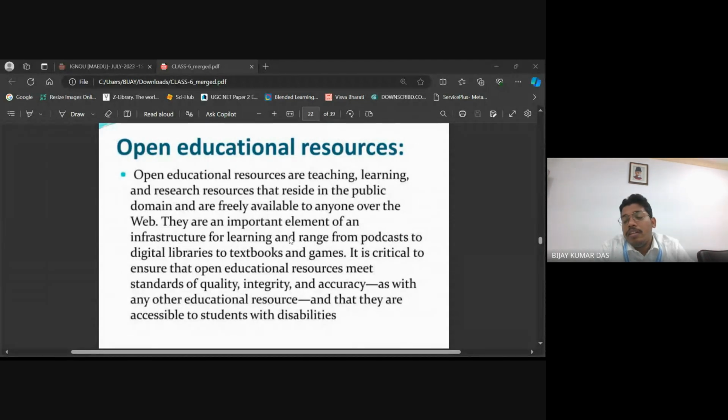It is about quality, integrity and accuracy, how much of it is true. As with any other educational resources, is it recommended by the institution, yes or not? So when you download any material, is it perfect or not? It should be institutionally verified, and they should be accessible to students with disabilities also. Those who are physically challenged or disabled can also download it, save it, and read it.